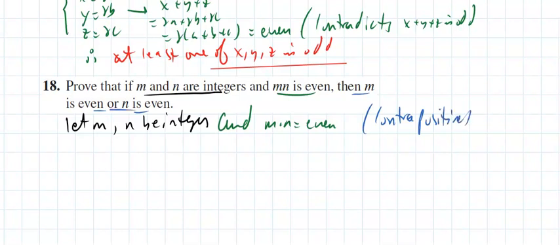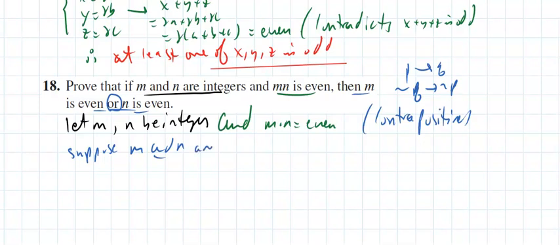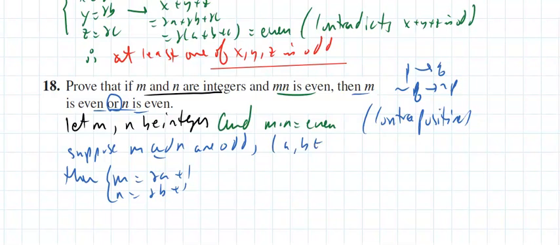So this is saying then m is even or n is even. Suppose, so remember, contrapositive, P implies Q. We're going to prove not Q implies not P. Suppose m and n, the complement of that, are odd. Then I could write m equals some 2a plus 1 and n equals some 2b plus 1, assuming a and b are integers.